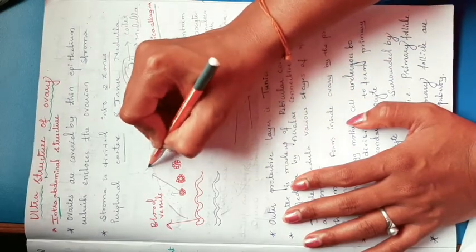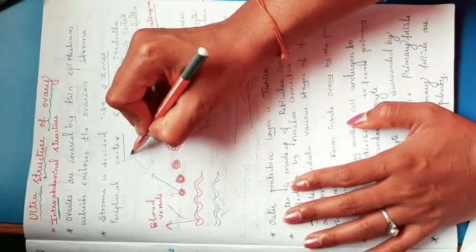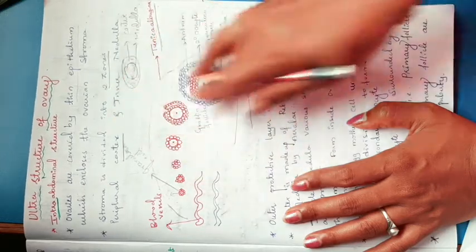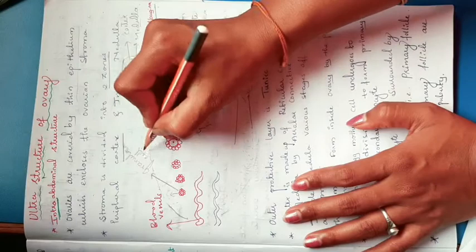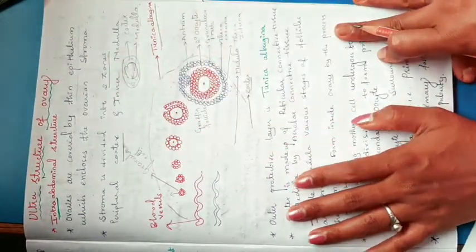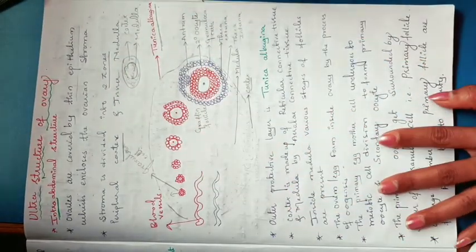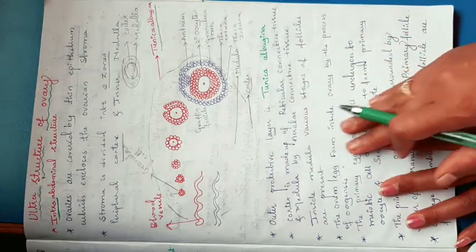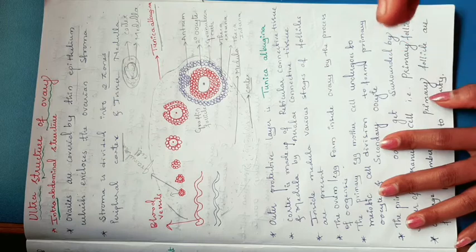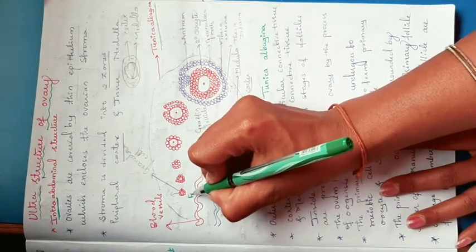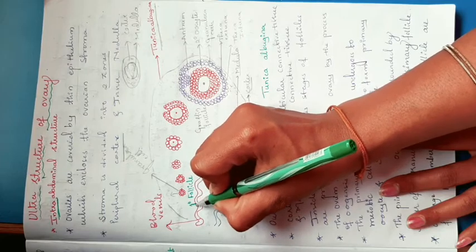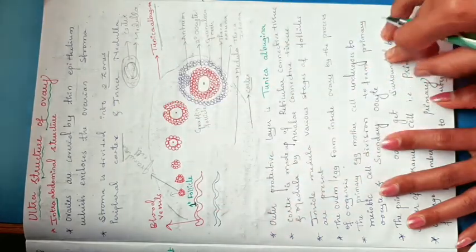Remember the name of the cells: granulosa cells. When the primary gamete mother cell is surrounded by the thin layer of granulosa cells, such a structure is called a follicle. That is the primary follicle. For the primary follicle I am using this one symbol.